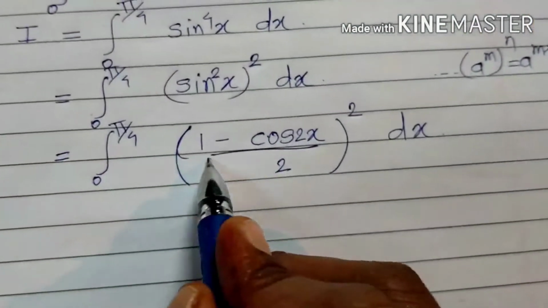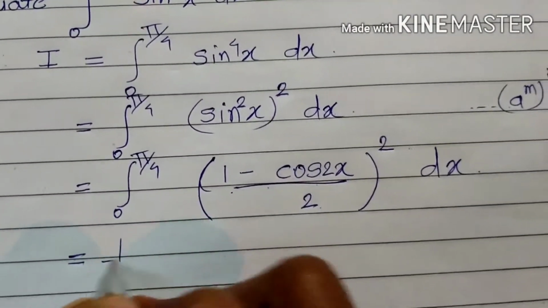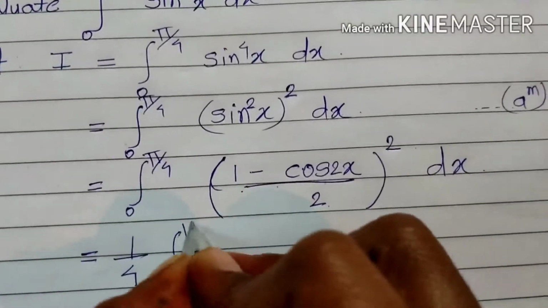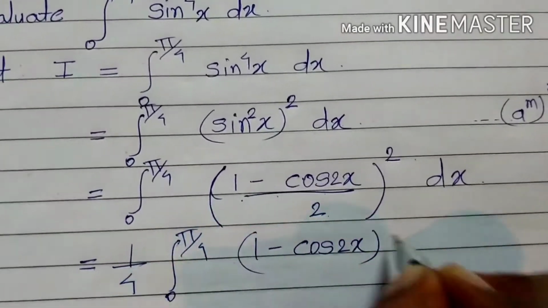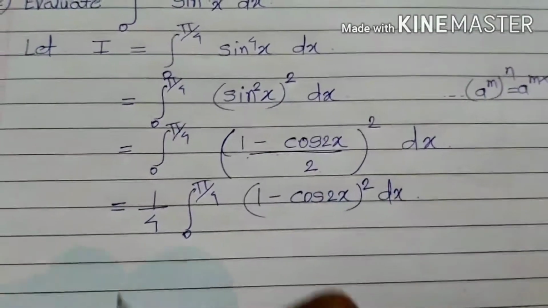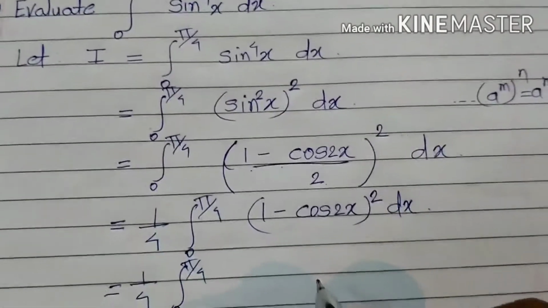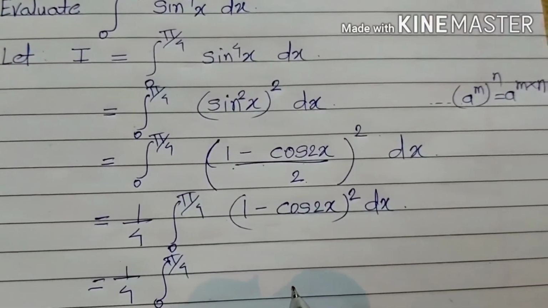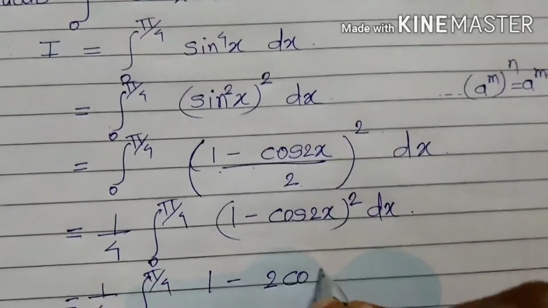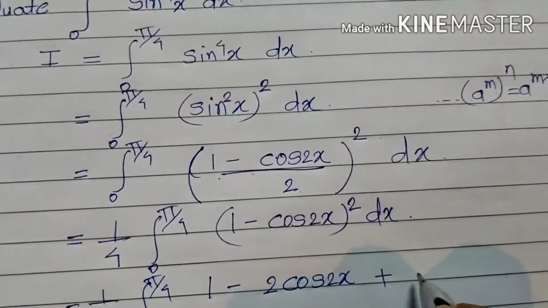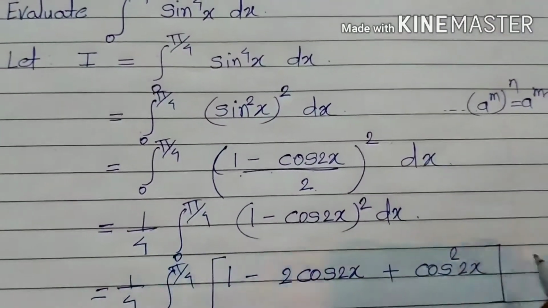Now this is a minus b whole square, and this 2 square is 4. So take it outside. 1 upon 4, 0 to pi by 4, 1 minus cos 2x whole square dx. Now use here the rule a minus b whole square. What is the rule? A minus b whole square is a square minus 2ab plus b square. So it is 1 minus 2ab, means 2 into cos 2x, plus cos square 2x dx.